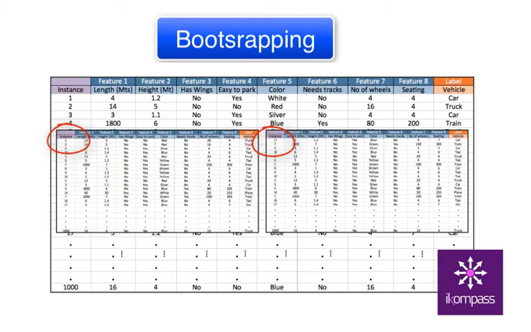So this is how we create multiple training sets, and we're going to train our trees on these multiple training sets. So you're going to end up with different decision trees using different data points.